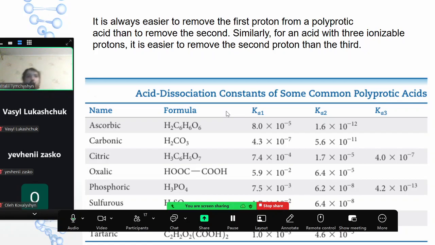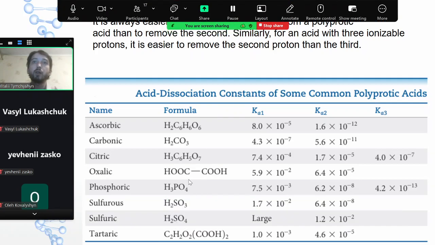Okay, for polyprotic acids, these things get a little bit more complicated. It's always easier to remove the first proton, and it's much more complicated to remove the second and the third and so on. So here are some examples. You can see that if you have some sulfurous or sulfuric acid, you have different Kas, and you can see how they drop down when we go from the first proton to the next and so on.